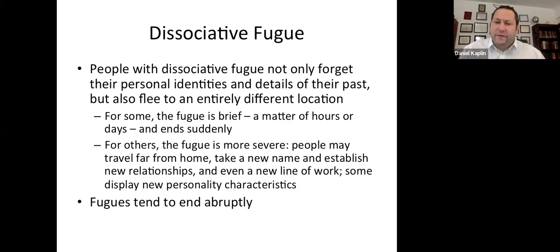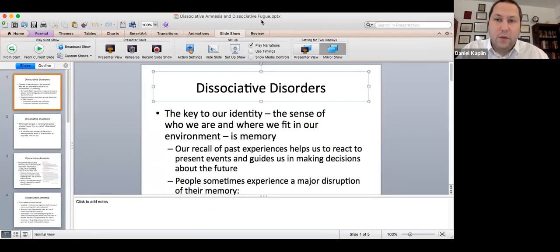And for others, the fugue is a little more severe. If it's extensive, people may travel far from their home. They may even adopt a new identity, a new name. They might establish new relationships or even a new line of work and demonstrate new personality characteristics. So that is a more extreme case, but most of the time the fugue states are short term. So when we think of dissociative conditions, that's what it looks like.